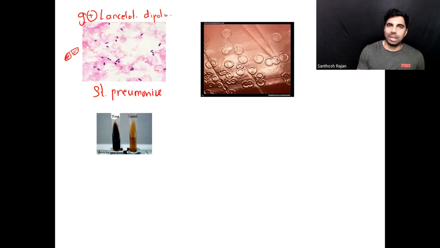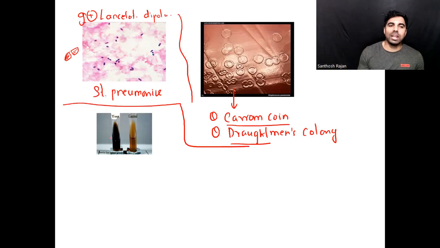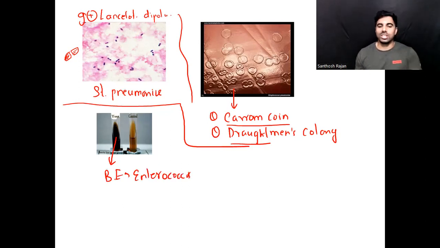This is the gram stain. But on culture, what do you get? Carom coin colony, or Draughtsman's colony, D-R-A-U-G-H-T-S-M-A-N's colony. Carom coin or Draughtsman's colony. This will come. That is all Streptococcus pneumoniae. This is the bile esculin, I told you, black in color. Bile esculin is for which one? Your Enterococcus. That's it. This is another question you should know.